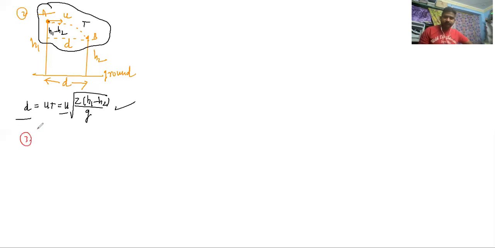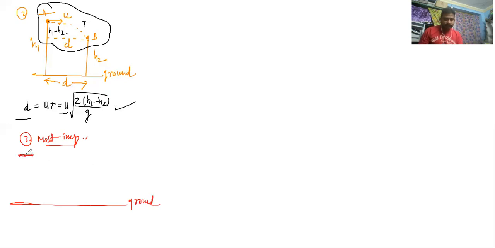Let's have a look at the third application. This is the most important application, my dear students. In total there are four applications. After the four applications, we'll solve some numericals. So this is the most important application. It's a bit difficult. So this is the ground.